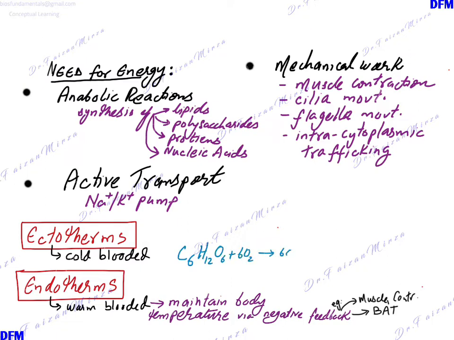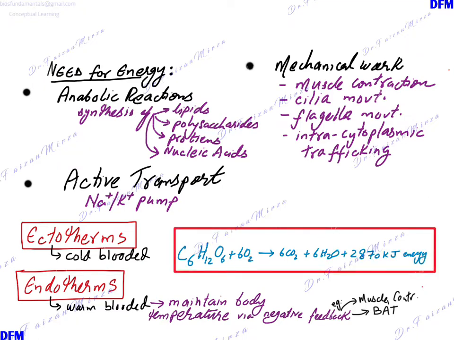How is ATP produced? How is energy produced? We use glucose molecule, which is C6H12O6, to combine with 6 oxygen molecules to be converted into 6 carbon dioxide molecules and 6 water molecules, plus 2870 kilojoules of energy.